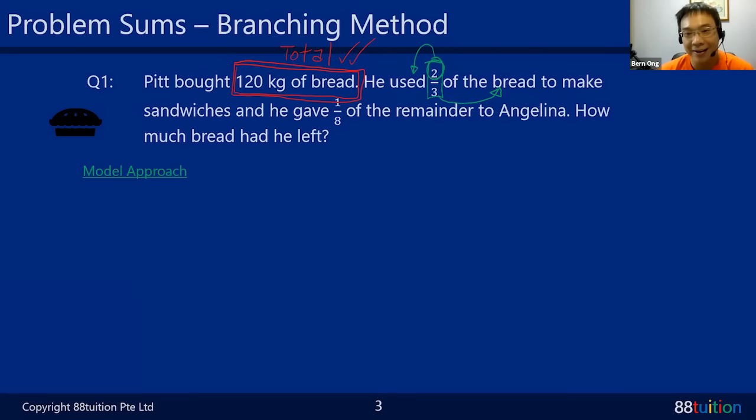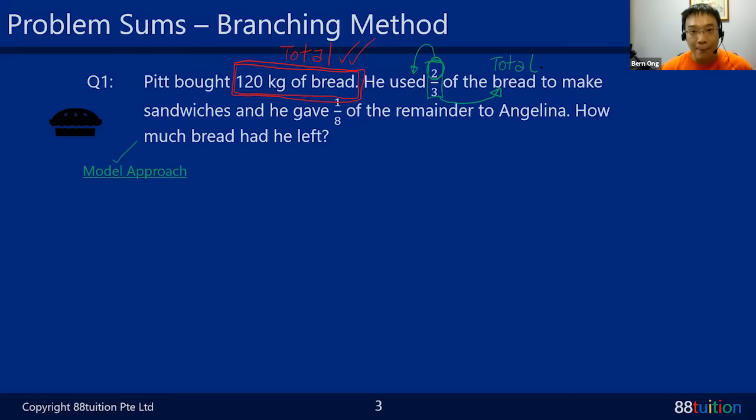All right? So, no total, draw model. But this one, the total is given. But still, we still draw, because we have to use something called the model approach. So, he used 2 out of 3 of the bread. So, 3 represents the total, total bread. Can you see or not?